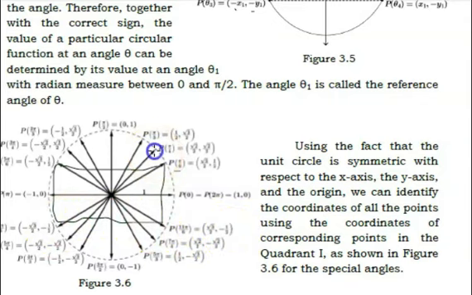For pi over 4, pi over 4 is equal to 45 degrees. So the values of x and y are equal, which is square root of 2 over 2 and square root of 2 over 2. Its mirrors are likewise 3 pi over 4, 5 pi over 4, 7 pi over 4. Here we have pi over 3, our example earlier. Its counterparts are 2 pi over 3, 4 pi over 3, 5 pi over 3.